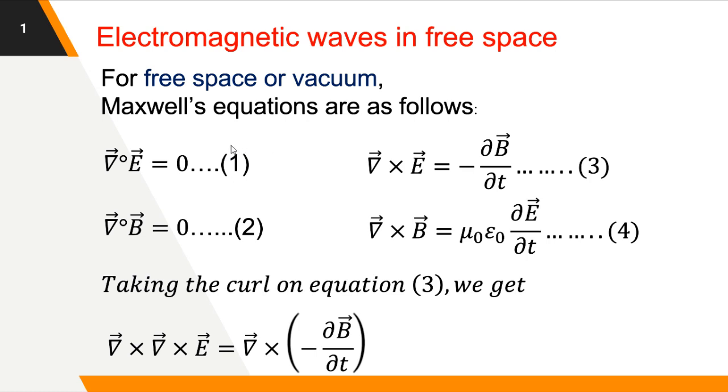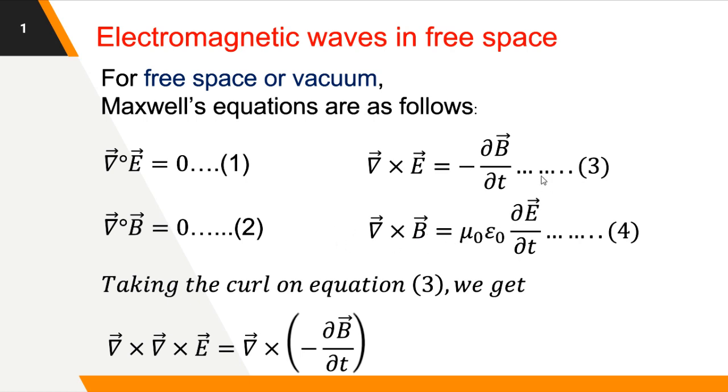So if there are no charges, then del dot E becomes 0. Similarly, del dot B is 0. This is the equation reduced for free space or vacuum, where there are no free charges. And then this is del cross E, the third equation, and this is the fourth equation. Again, there are no free charges. Therefore, the conduction current density part is not there. This is the displacement current density part.